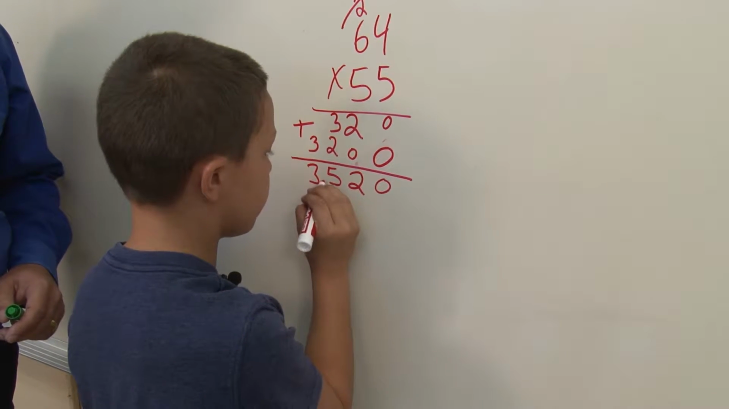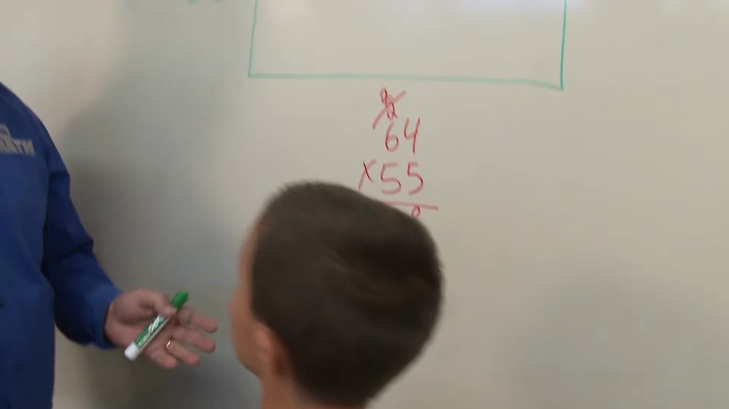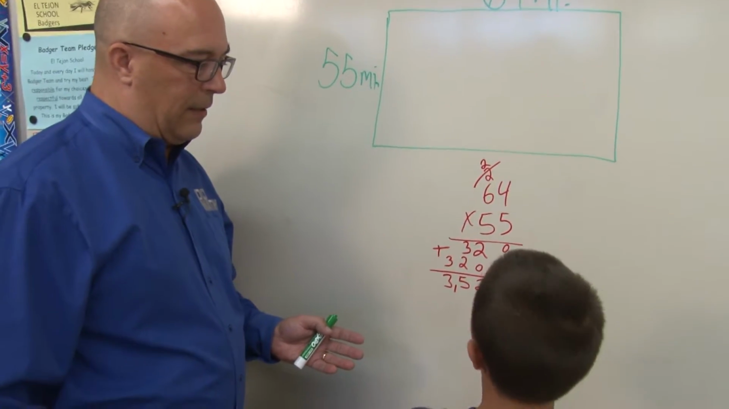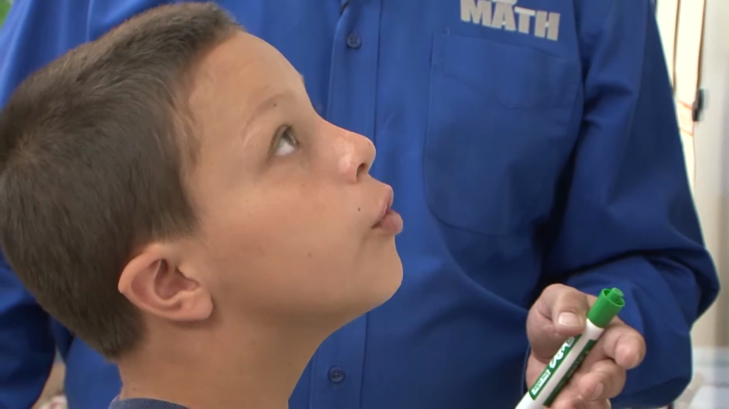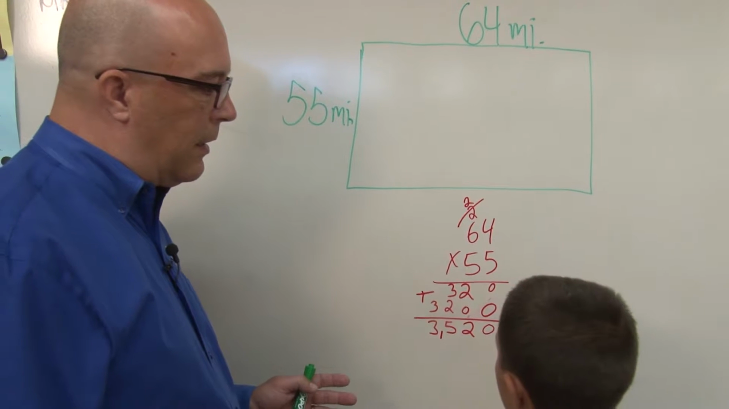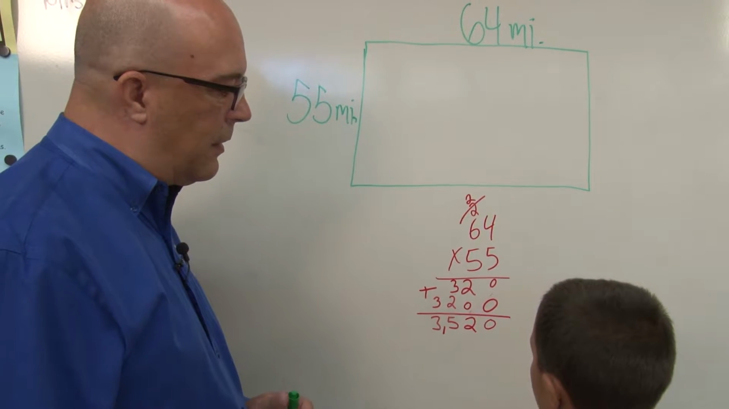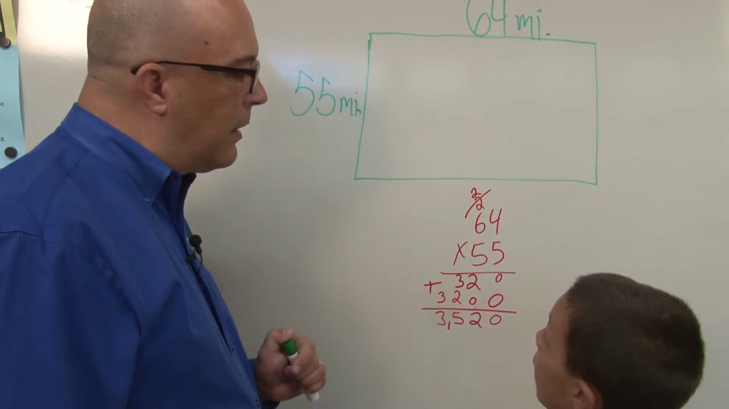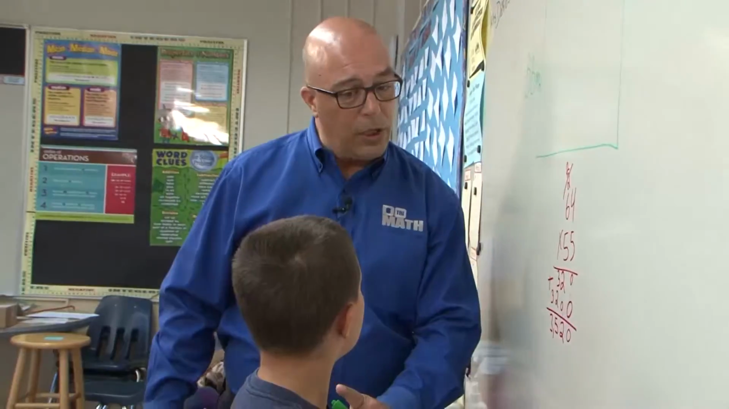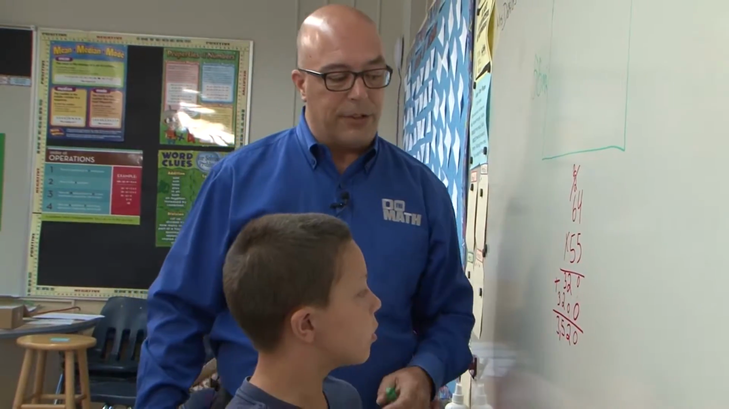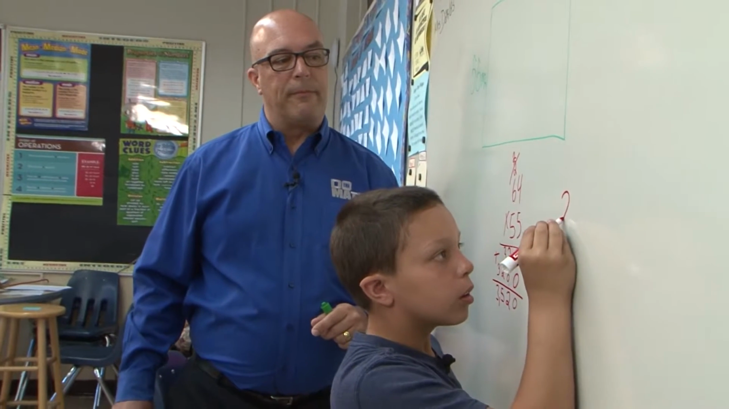Okay. And then you add the comma. And what would be our answer now? The area of Yellowstone Park would be 3,520 miles long. Close. Why don't we write the number over here, the final answer, 3,520.